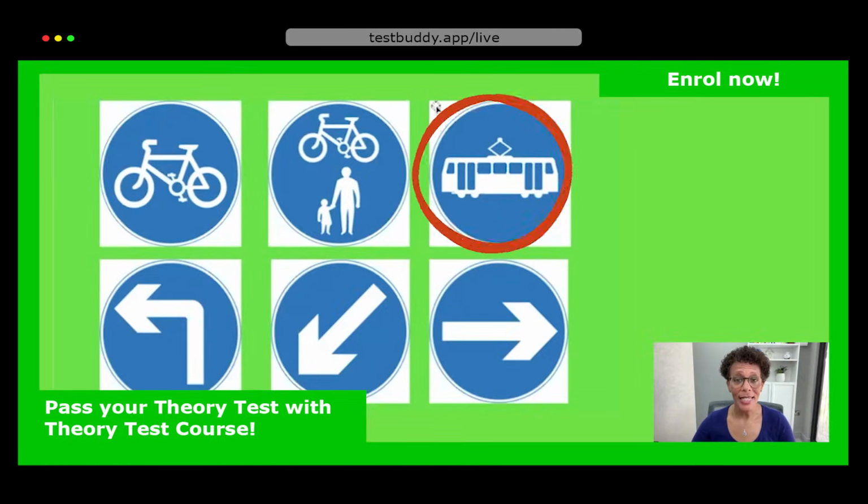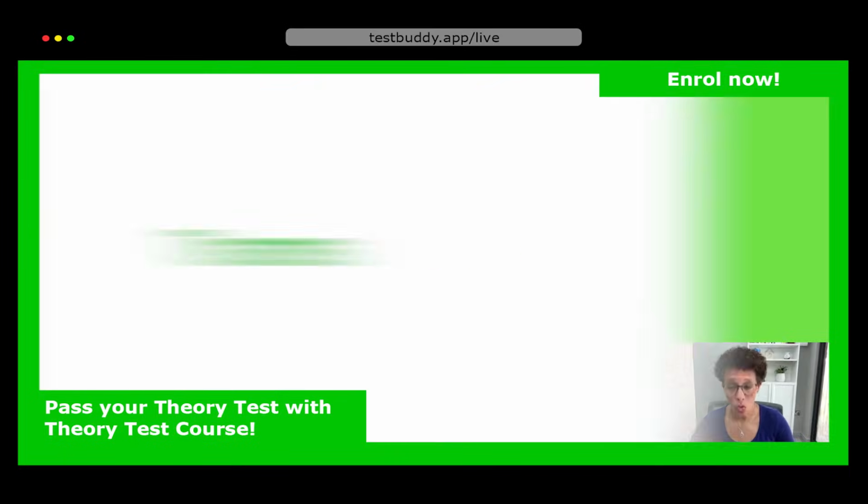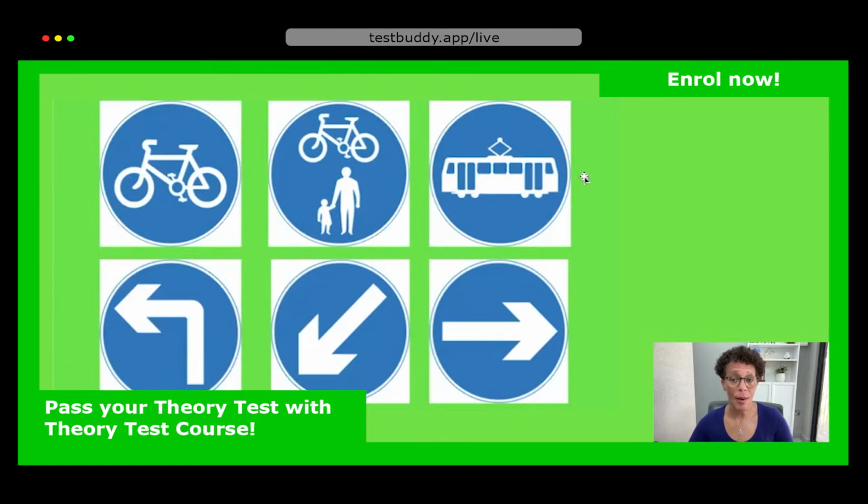Fantastic. What about this sign here? What does this sign mean? You now know it's a circle, it's an order, it's for you. This road is only for trams to use. Amazing. This is a blue circle sign. This road is only for trams. Fab. What about this sign here?